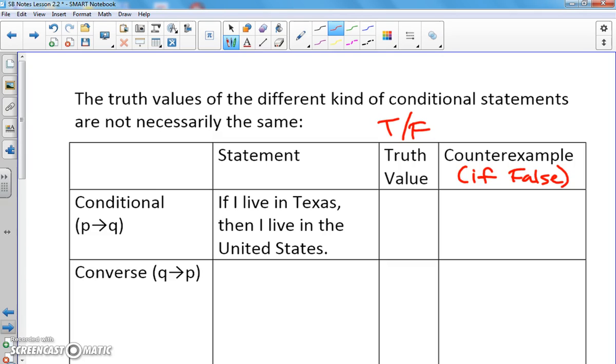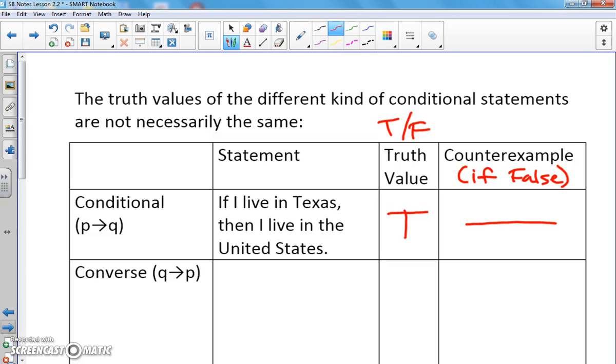So let's look at this one. If I live in Texas, then I live in the United States. Since all of Texas is in the United States, we're going to call this true. So there would be no counterexample, so I'm just going to put a line here to show that I don't need to do that. All right, your converse switches, if Q then P.